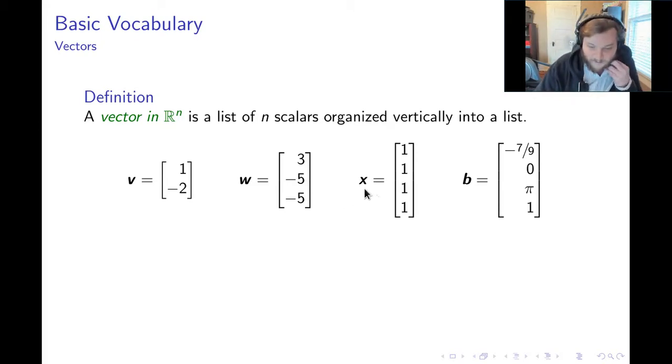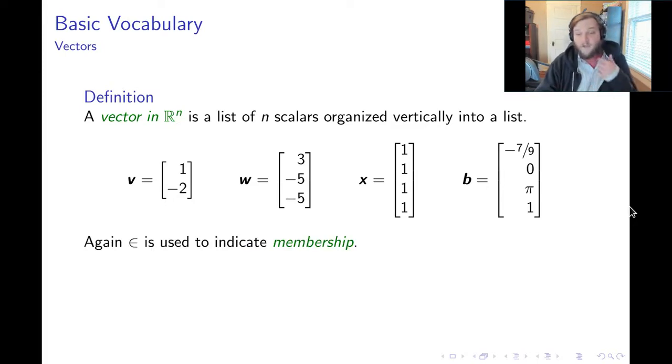Here we have another vector. This is bold x. This is just a list of 4 numbers, and all of the numbers are equal to 1. So this is a perfectly valid list of 4 numbers. And our last vector in our example here consists of the scalars -7/9, 0, pi, and 1. So these are all examples of vectors.